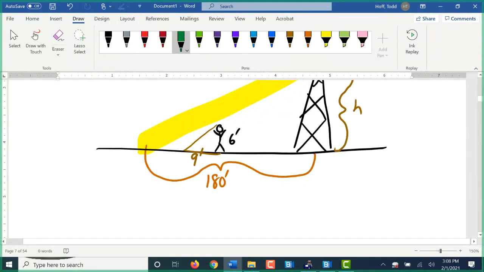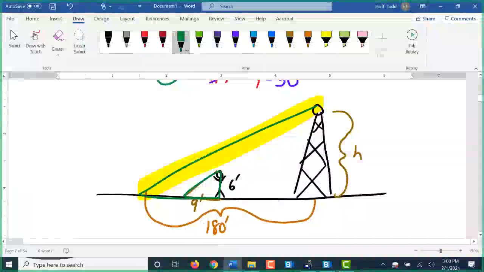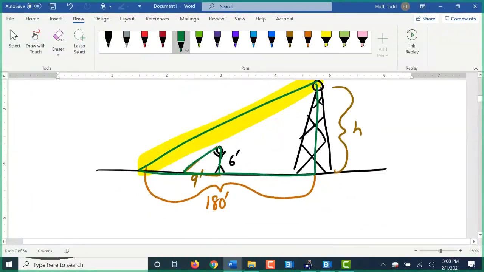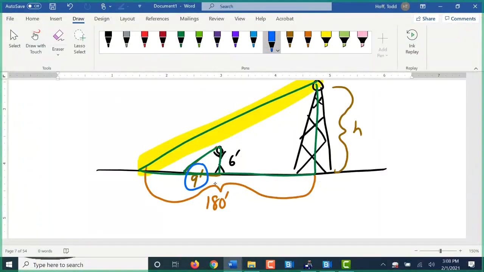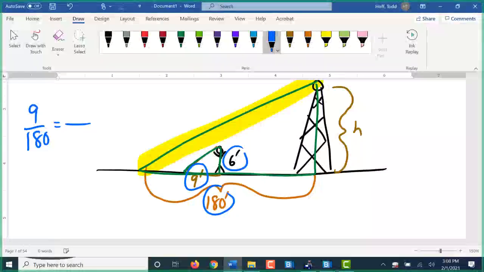There's a couple ways I can set this up. Yep, this is a triangle here, and this is a big triangle out here. So, 9 here corresponds to what side of the bigger triangle? 180. Good. That 9 goes to 180. 6 then goes to the H. So 6 is with the 9, it's on top, it goes to H. Find that height, cross multiply and divide.